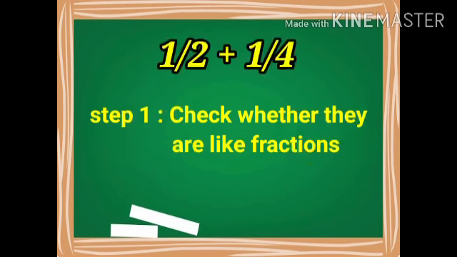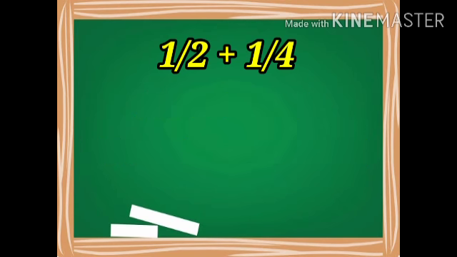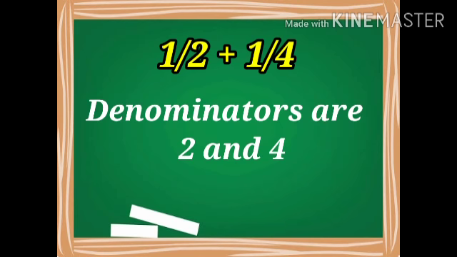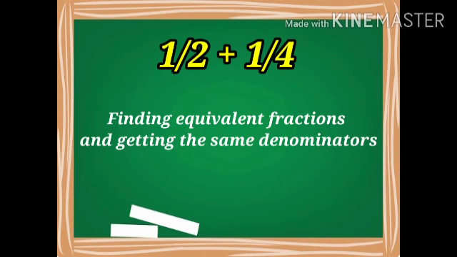The first step is to check whether they are like fractions. Are they like fractions? What is the definition of a like fraction? Like fractions are fractions where the denominators are the same. Here the denominators are 2 and 4 and they are different. So they are unlike fractions, and we need to change these unlike fractions into like fractions. So the second step will be finding the equivalent fraction and arriving at the same denominators.